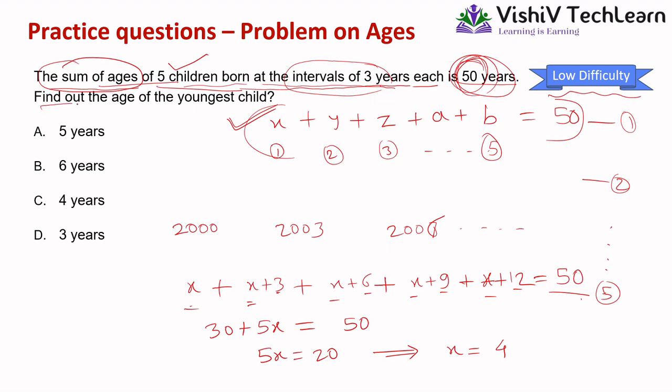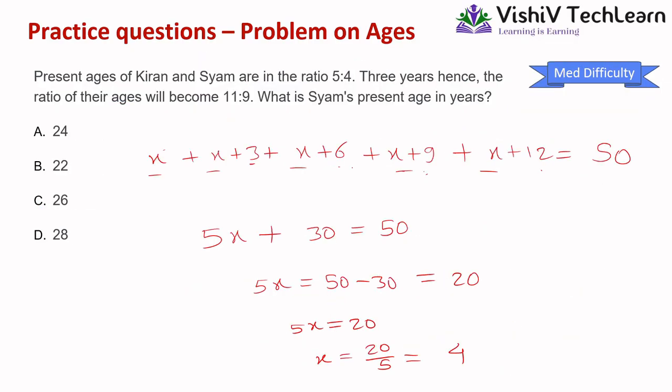Now what is the question? Find out the age of the youngest child. The youngest child is the first one, and the age of this youngest child would be 4 years. So option C must be correct over here. Let's go to the next question.